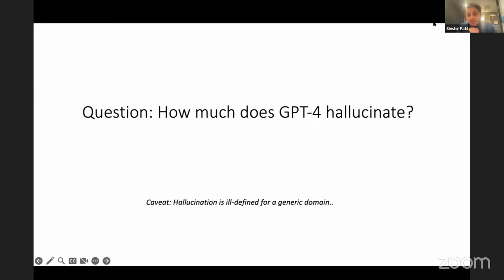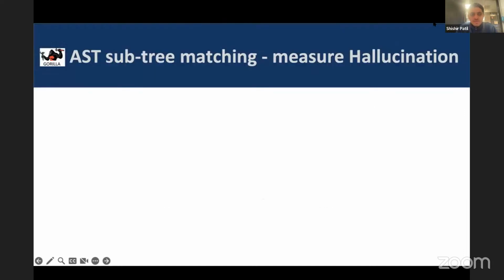But what I'm going to claim is that for APIs, there's a very clear metric for measuring hallucination. And to do this, we're going to use a very classical concept from the programming languages literature called abstract syntax tree subtree matching. So the goal here is the following. I need to measure hallucination, right? So how do I do that? Let me walk you through an example.